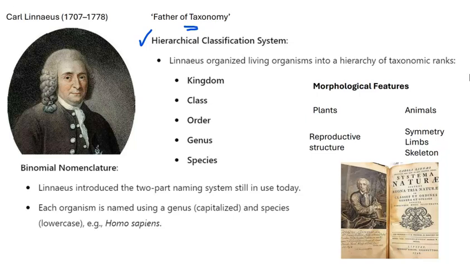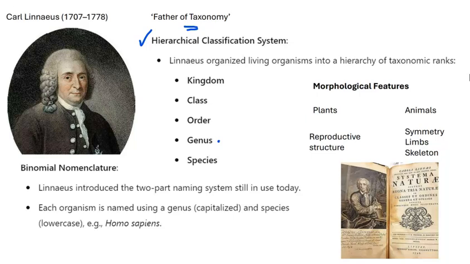And of course, we would know that within a particular genus, it's possible to have a number of species, a number of genus within an order, and a number of orders within the class. A kingdom can contain many classes. So this is a classification system, an ordering system, which was introduced by Carl Linnaeus.